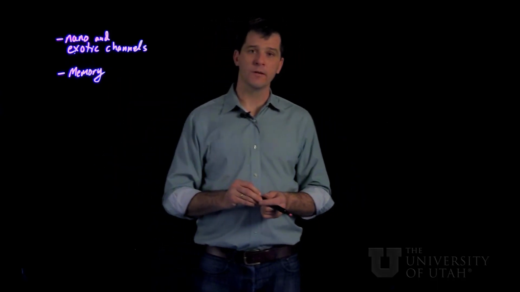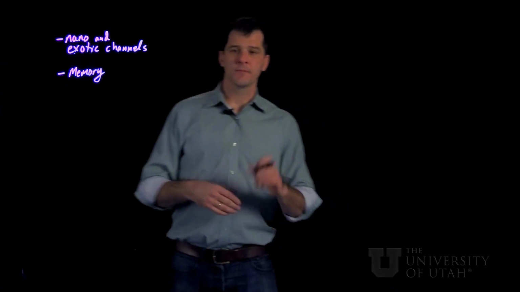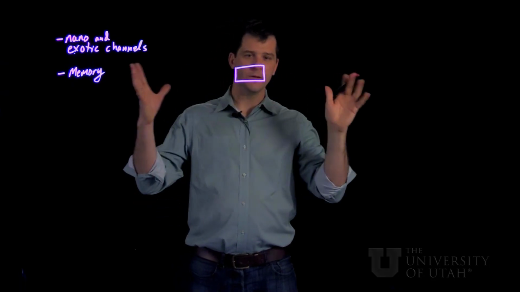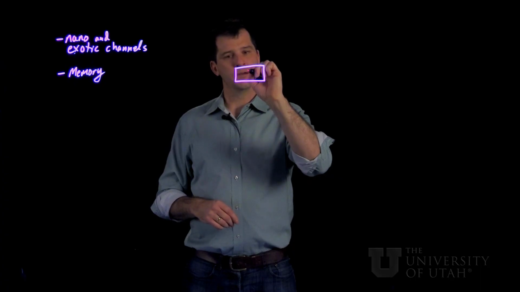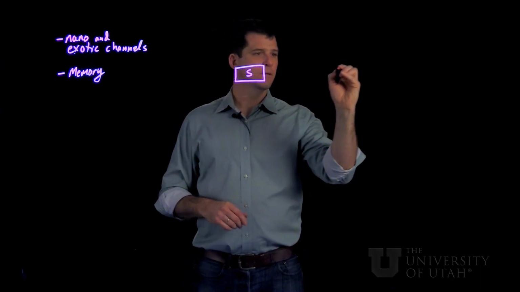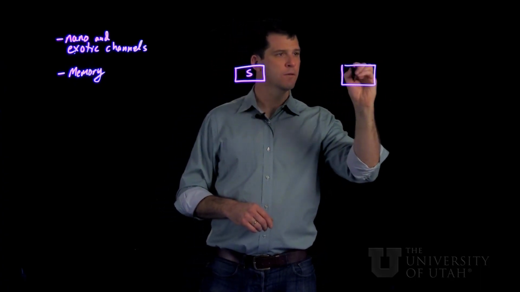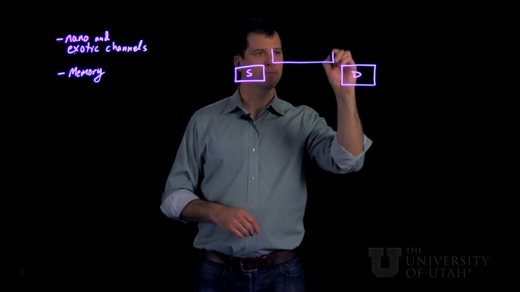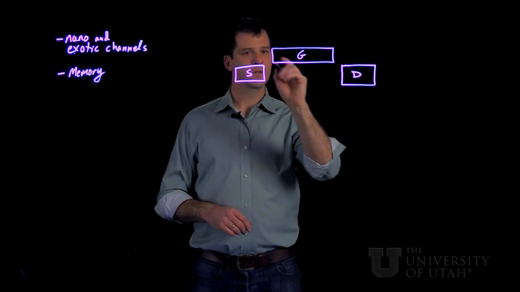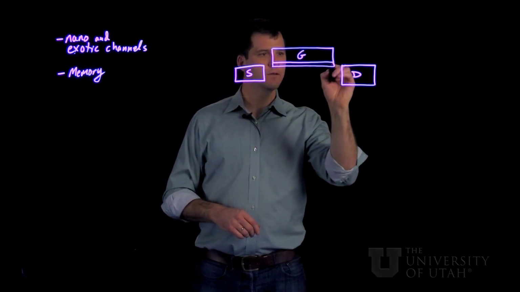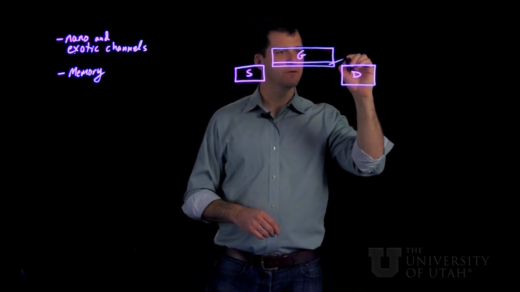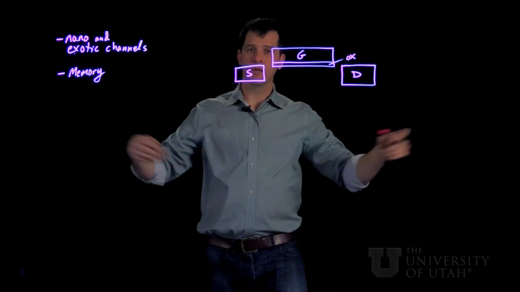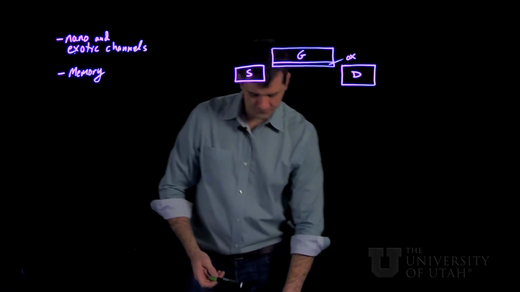So first, let's look at nano and exotic channels. So we're going to imagine our traditional MOSFET, except we subtract all the silicon. So we have our source metal, our drain metal, and our gate metal. Maybe we can have a gate oxide or insulator here too. And now that we've subtracted away the silicon, we can put whatever we want in that channel.